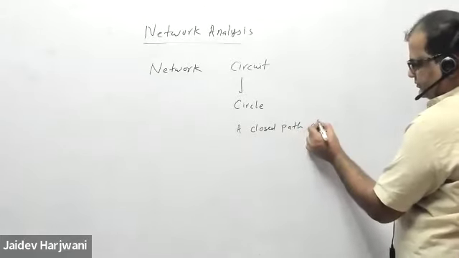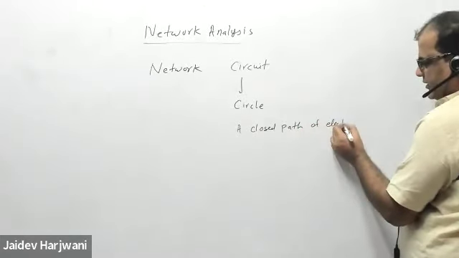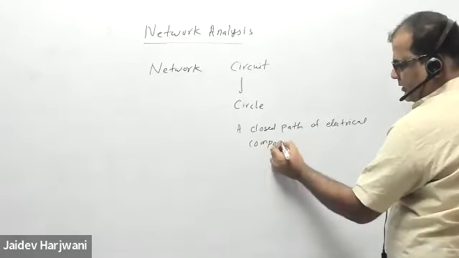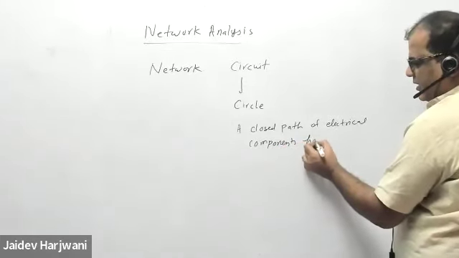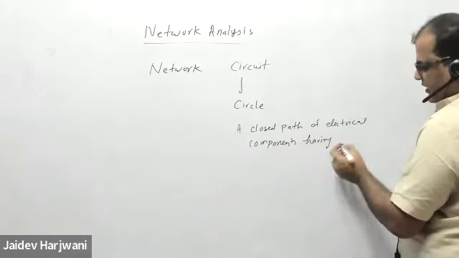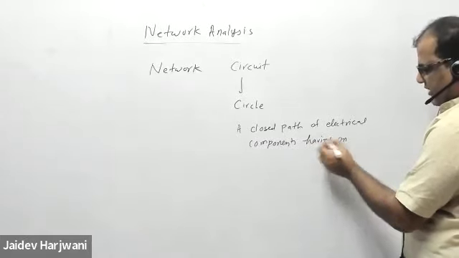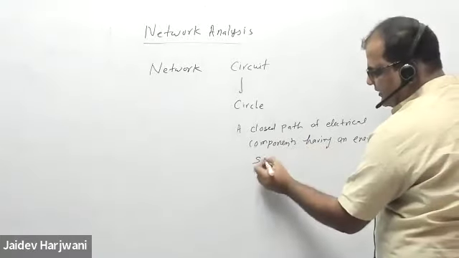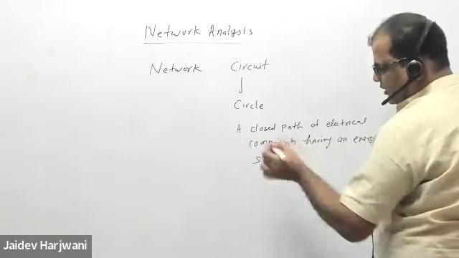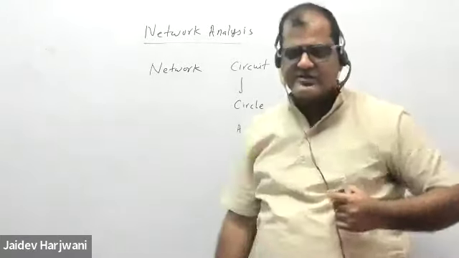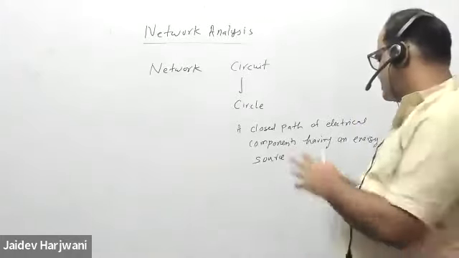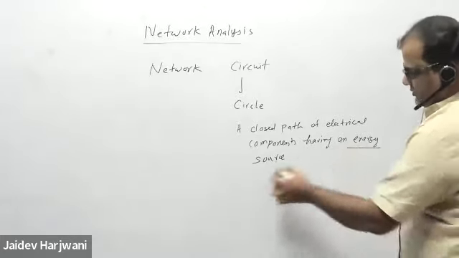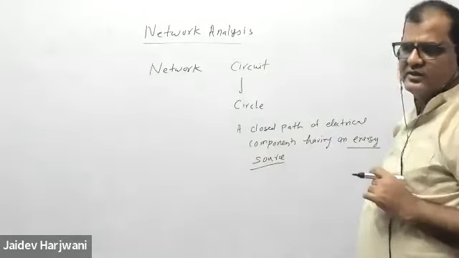of electrical components having an energy source. The energy source is compulsory. A closed path of network elements which must consist of an energy source is called a circuit.